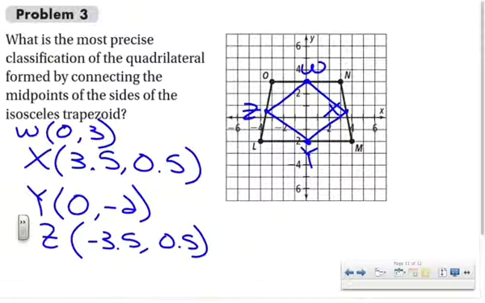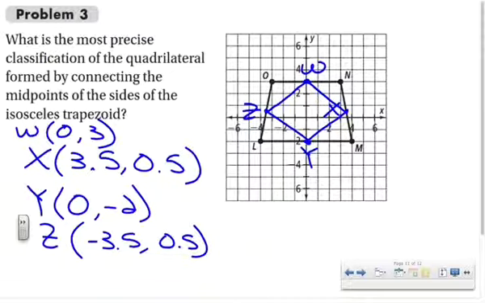Now it's asking us to classify it. So, any thoughts on what we can do with those coordinates in order to classify that quadrilateral? What are your formulas? How would you use your formulas in order to classify this quadrilateral? What formula would you most like to use? Not the distance formula. I mean, you could absolutely use the distance formula and find the length of all 4 segments. But again, myself personally, I think slope is the easier one.